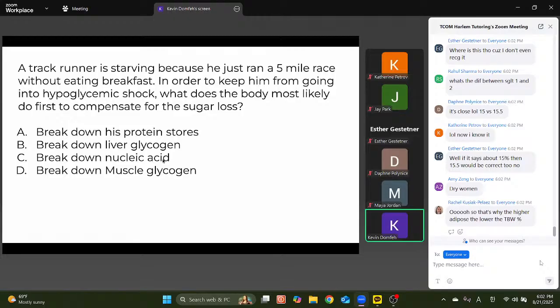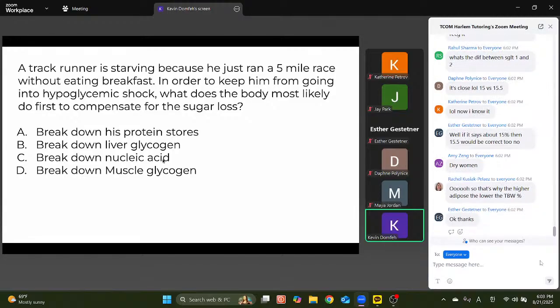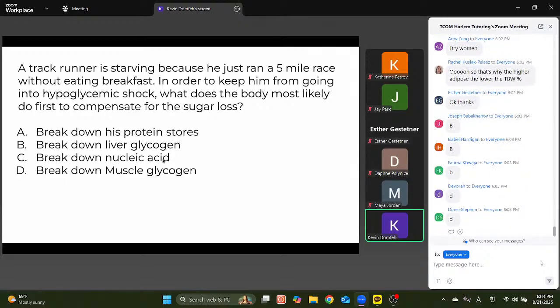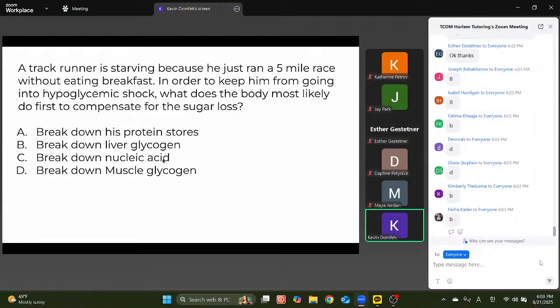All right. So a track runner is starving because he just ran a 5 mile race without eating breakfast. In order to keep him from going into hypoglycemic shock, what does the body most likely do first to compensate for the sugar loss? A lot of B's and D's. Be very careful with this. What does the body do first? First, first. Pay attention to that word first.